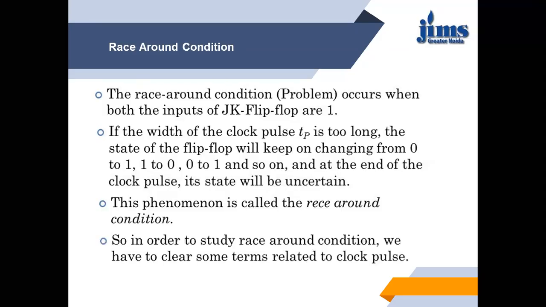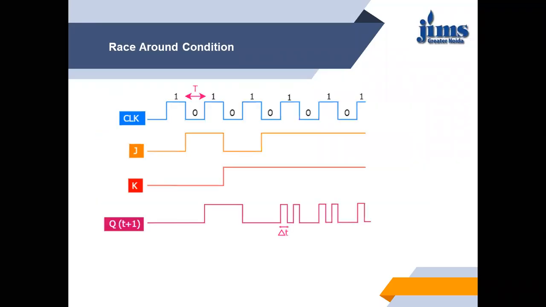So in order to study race around condition, we have to clear some terms related to the clock pulse, and that we are going to discuss in this particular slide. So Tp is the time of the pulse whenever it is active, either 0 or 1. And delta T is the time it takes a flip-flop to execute the input condition. So here we see, here clock is 1, but J is 0, K is 0. So previous state was 0, the next state is 0.